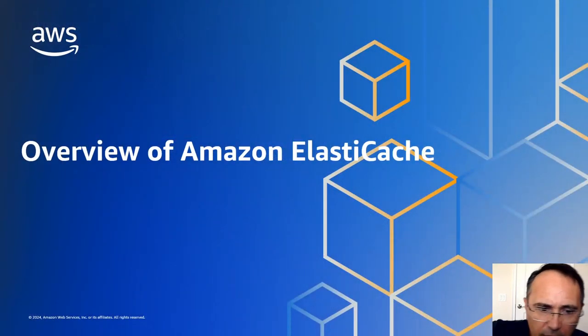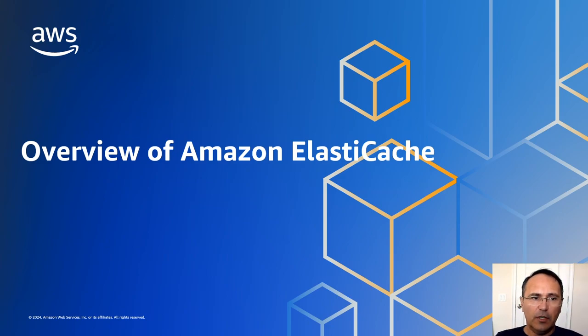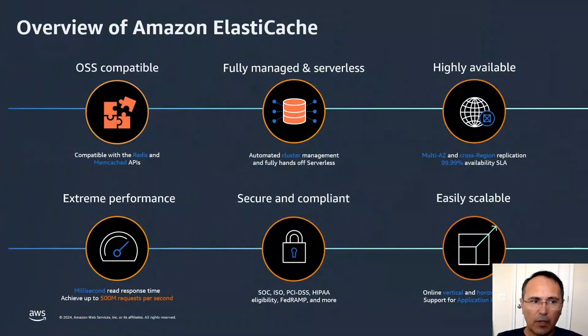So let's talk about ElastiCache. What is ElastiCache? What does it offer? Let's have a quick introduction to Amazon ElastiCache. Amazon ElastiCache actually is made up of two separate engines in the same service. It supports Redis and Memcached. They have different advantages and they're used for different purposes.